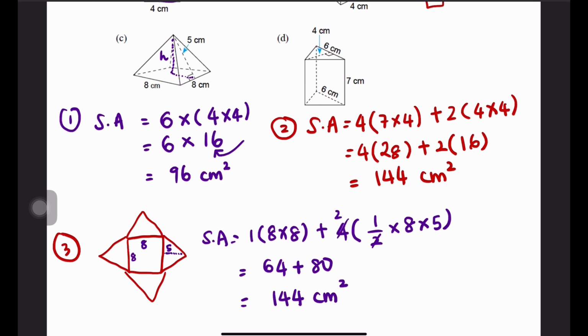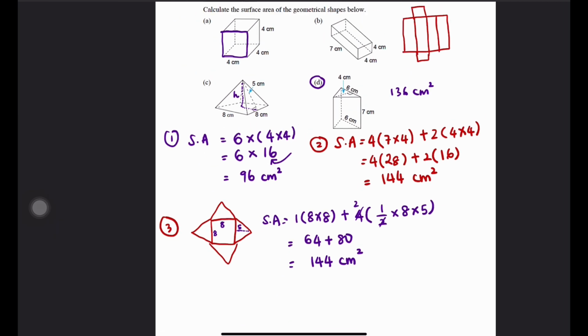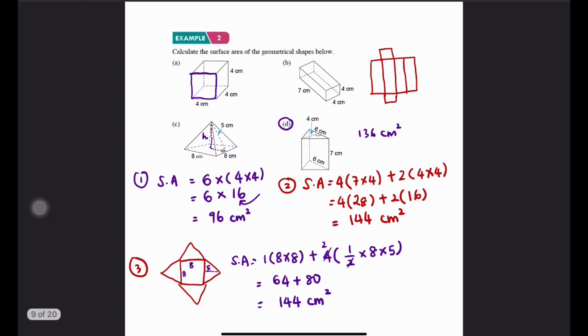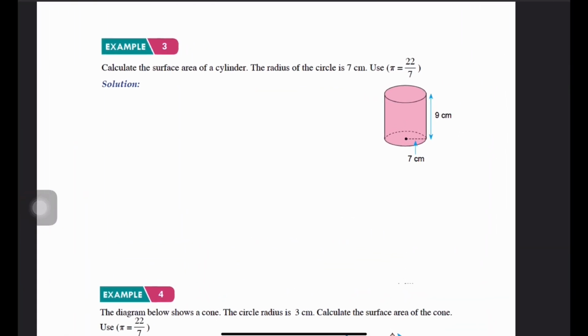Okay, so for this D, I want you to try it yourself. I give you the final answer. The final answer is 136 centimeter square. Okay, let's move to the next example.